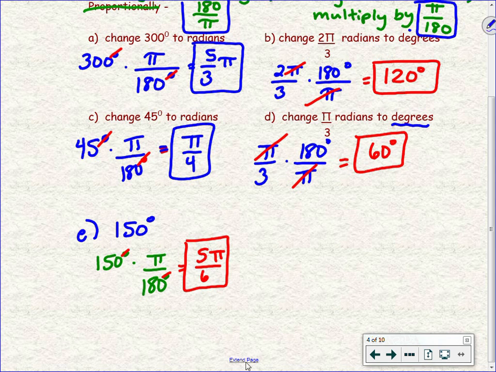And then finally, F. Change 7/4 pi radians to degrees. Well, if you have 7/4 pi, think about what you need to multiply that by so that you can cancel the pi and end up with degrees in your final answer. Well, if I want degrees in my final answer, I should have 180 degrees on top and pi on the bottom. My pi's will then cancel, and if you take 7/4 times 180, you will get 315 degrees.